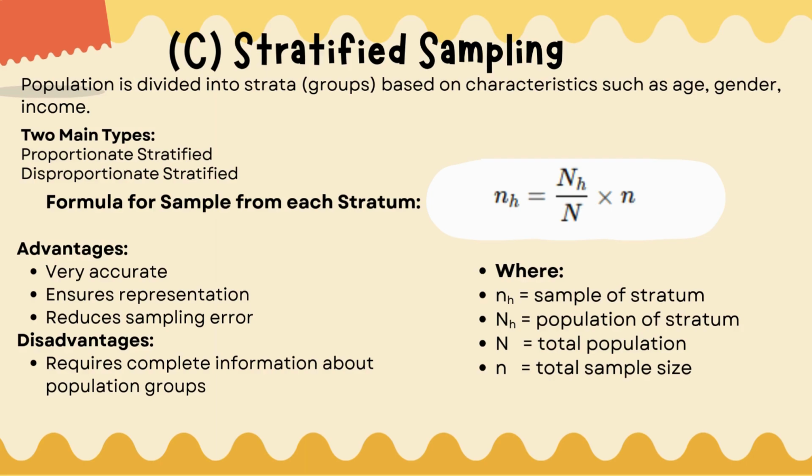Advantage here is this technique is very accurate, ensures representation and reduces sampling error. But there are also disadvantages, like it necessitates complete information about population groups. The two main types are proportionate stratified and disproportionate stratified.